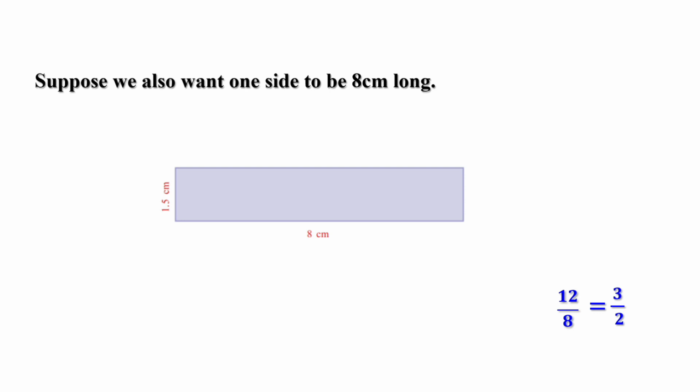What did we see now? When area is given, we can draw a lot of rectangles with that area. But when area and one side is given, we can draw one and only one rectangle satisfying these two conditions.